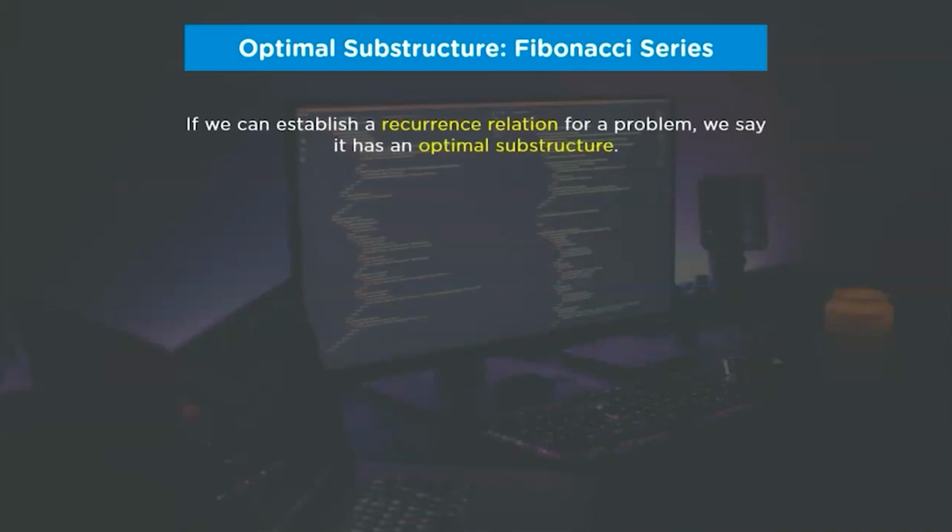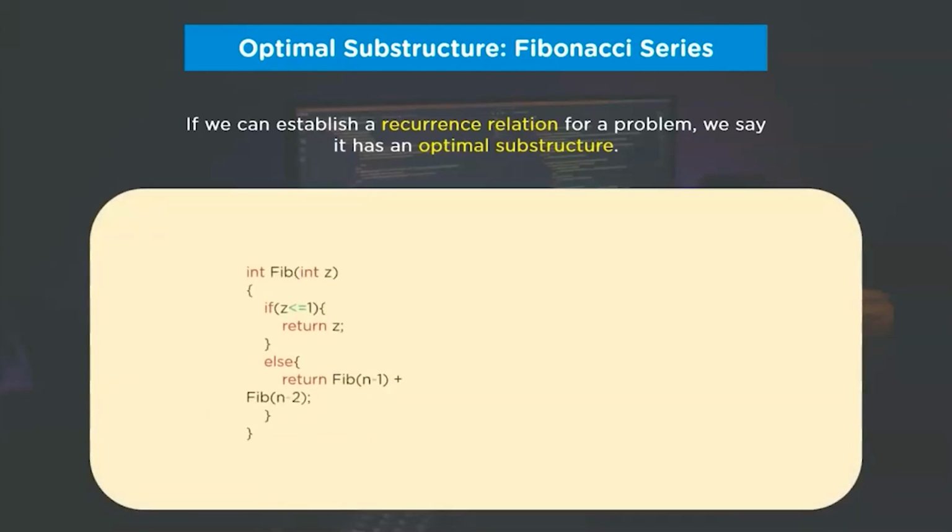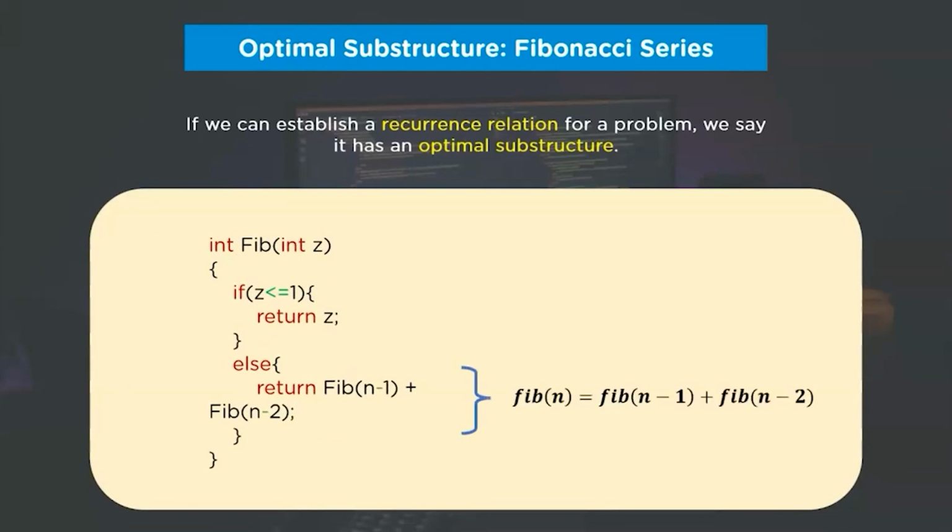Now, if you observe the Fibonacci problem closely, you'll see that the breakdown of the bigger problem is done into smaller subproblems in the previous slide. This means the Fibonacci sequence problem has an optimal substructure, and the program for the Fibonacci sequence also represents the same. These highlighted statements represent the recurrence relation in our Fibonacci program.